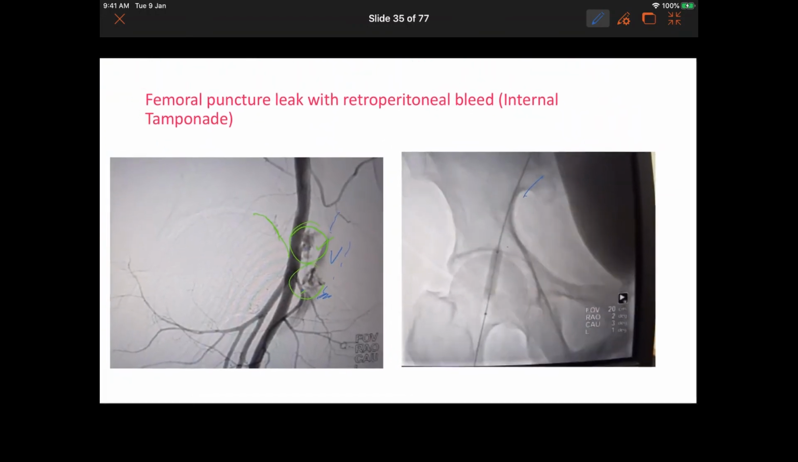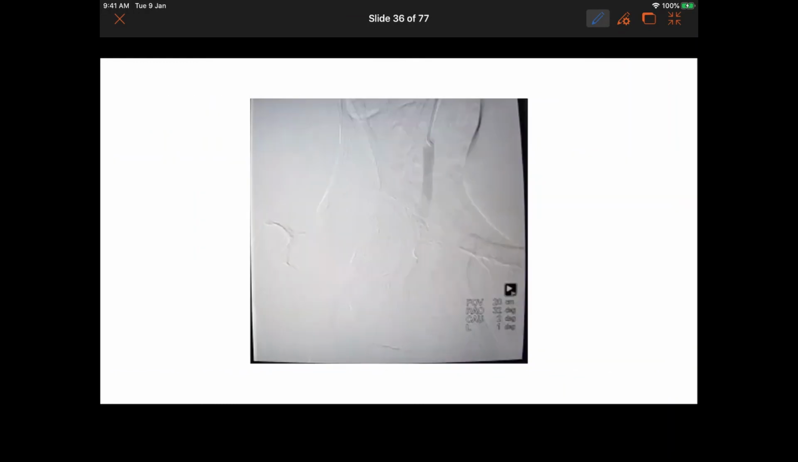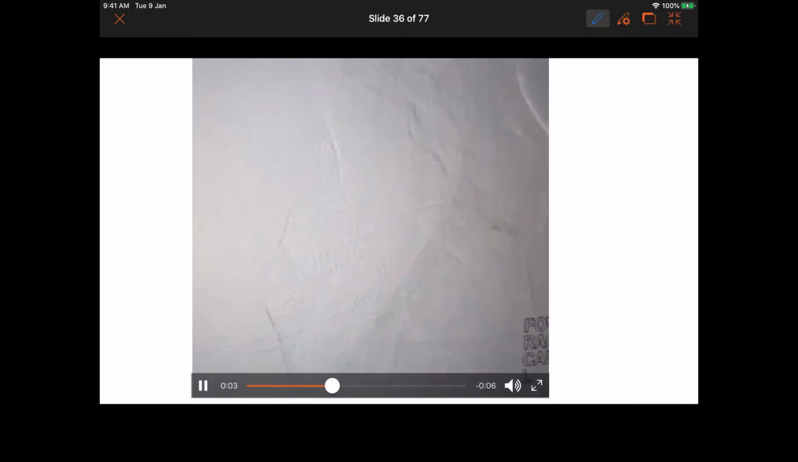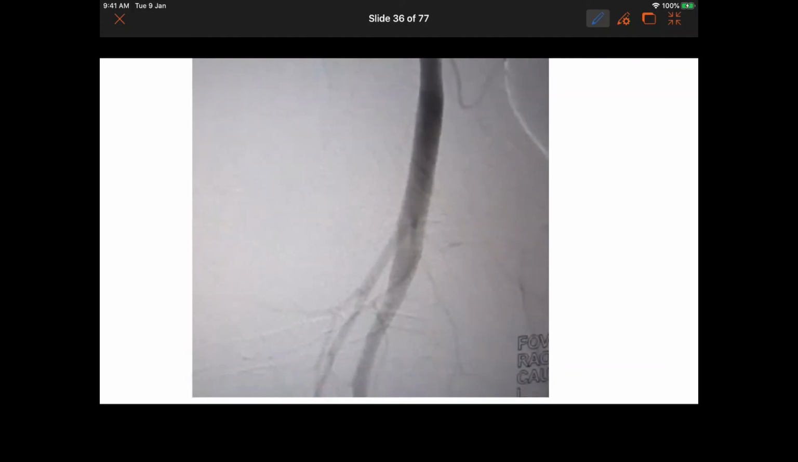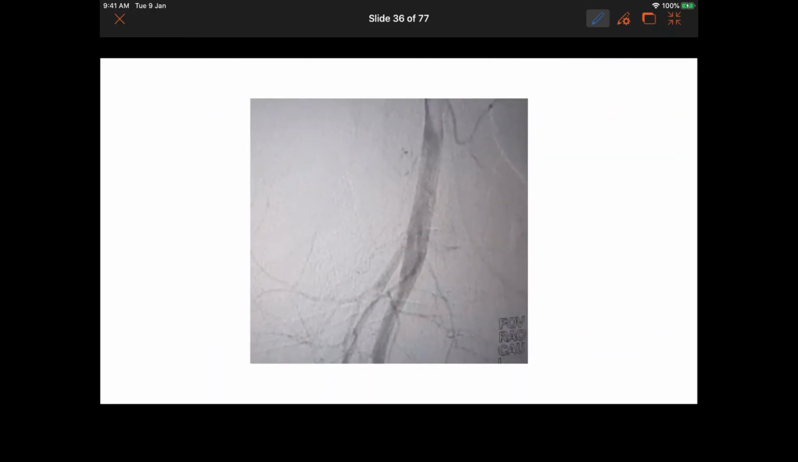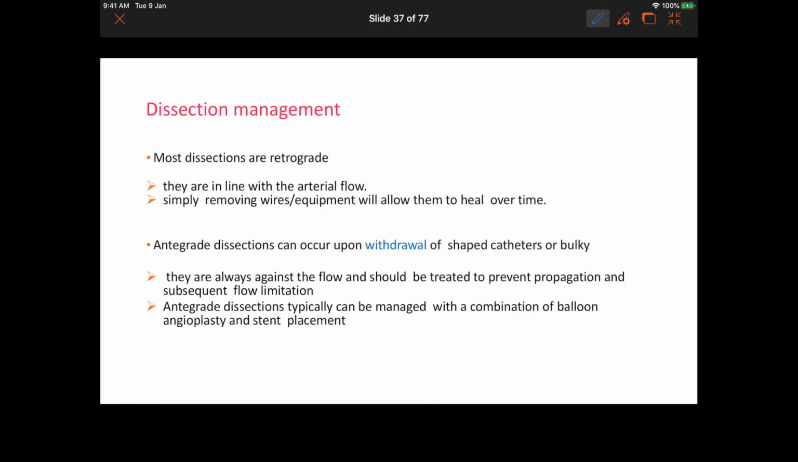So if you see here, internal tamponade was done in this patient and it resulted in closure. You see that branch which was bleeding here. The branch which was bleeding has closed. So internal tamponade is a good option. Had this not been treated by internal tamponade, what options could there have been? Either you take the patient for surgery, or maybe put in a covered stent. So this was the vessel here.